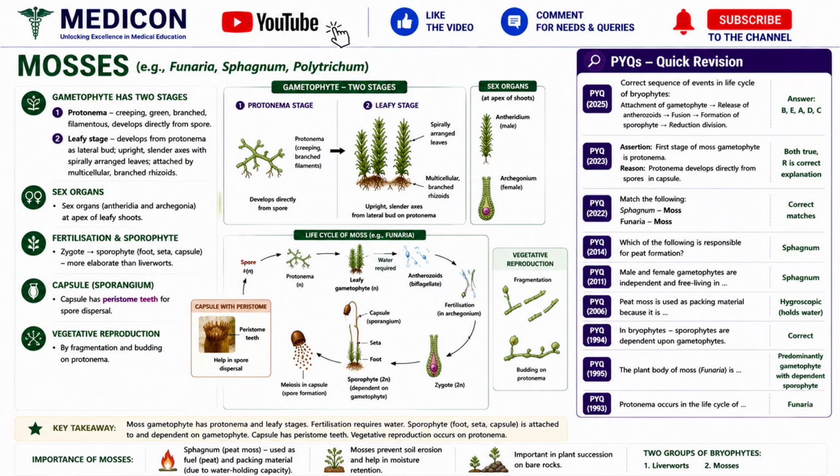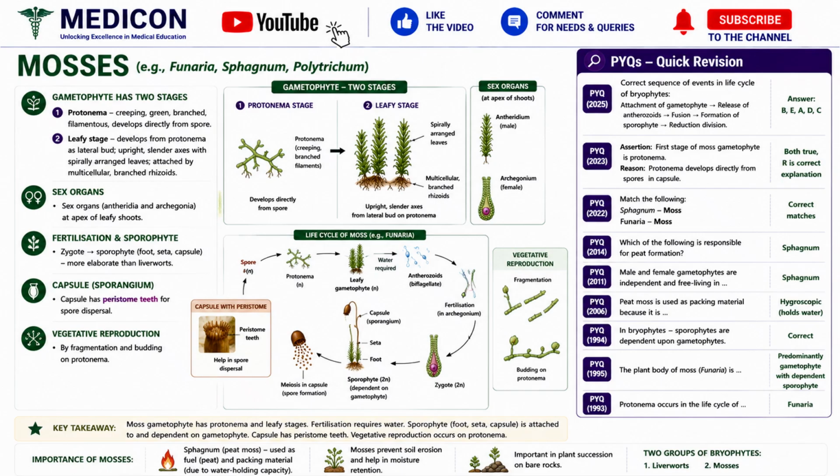The key takeaways are: moss gametophyte has protonema and leafy stages, whereas fertilization requires water. Sporophyte has a foot, seta and capsule. It is attached to and dependent on the gametophyte. Capsule has peristome teeth. Vegetative reproduction occurs on the protonema.